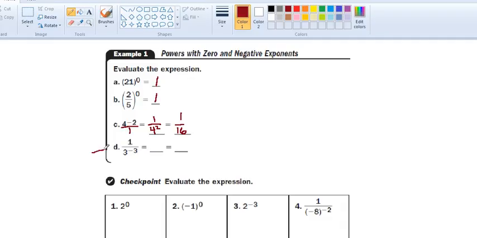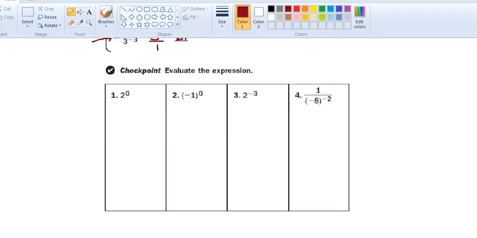Now, letter D just looks a little bit different. This is now written as 1 over 3 to the negative 3rd power. Since we're doing reciprocals, here's what we can do. We're going to take the 1, put it down here, so the top goes to the bottom, and the bottom goes to the top. So up here we're going to write 3 to the, not negative 3rd, but 3rd power. And 3 to the 3rd power is 27. 27 over 1 is 27.